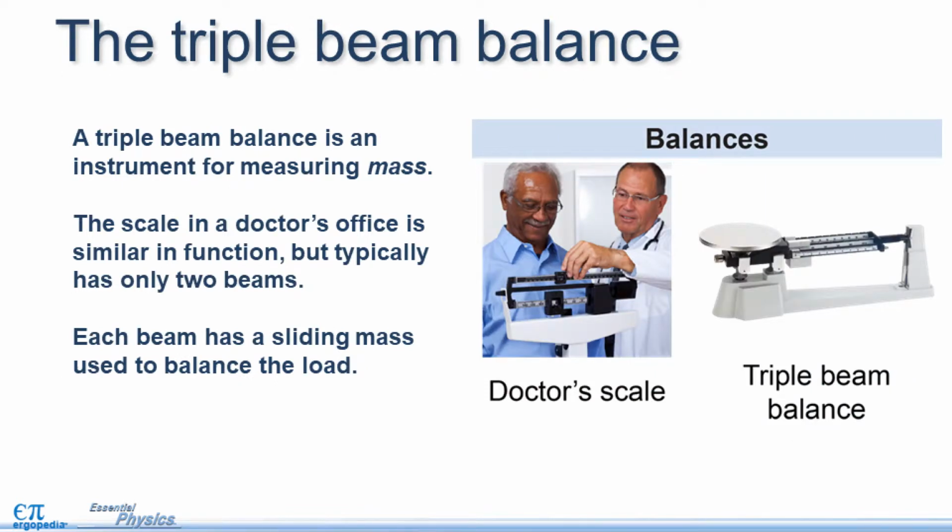A triple beam balance is an instrument for measuring mass. The scale in a doctor's office is similar in function, but typically only has 2 beams. Each beam has a sliding mass used to balance the load.